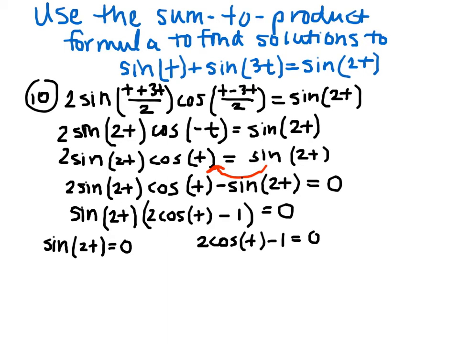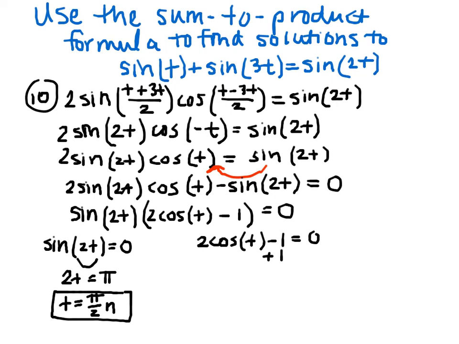Sine of 2t equal to 0. When is sine equal to 0? Sine is equal to 0 at pi. So we need to set this inside, 2t, equal to pi. And we find that t equals pi over 2. And that's our first solution.